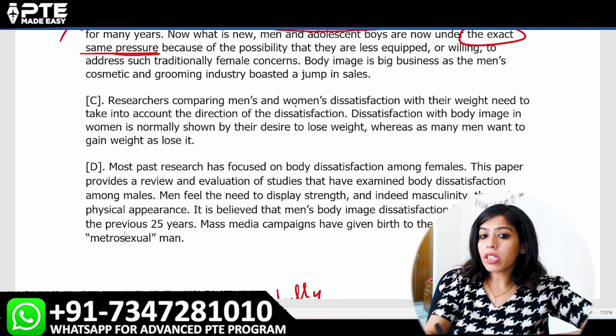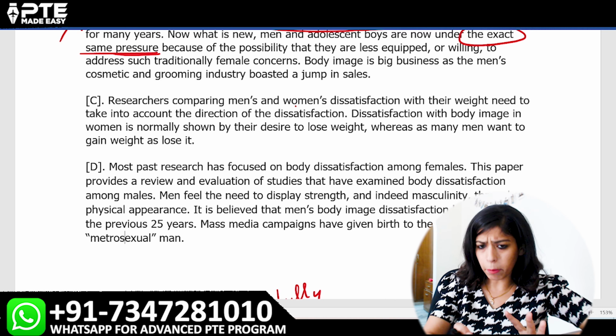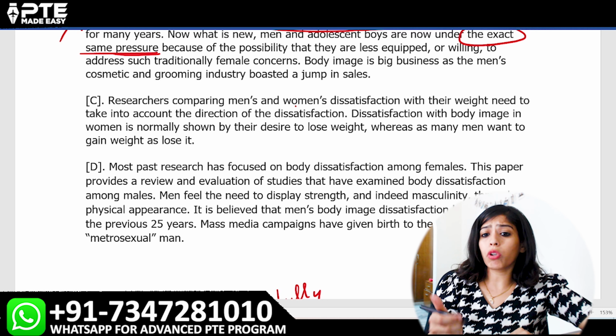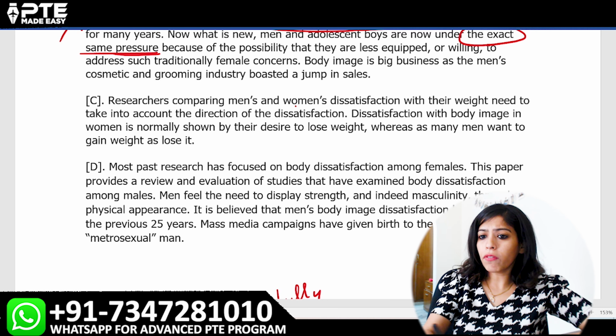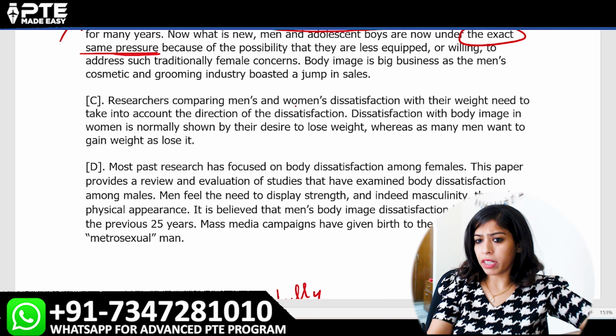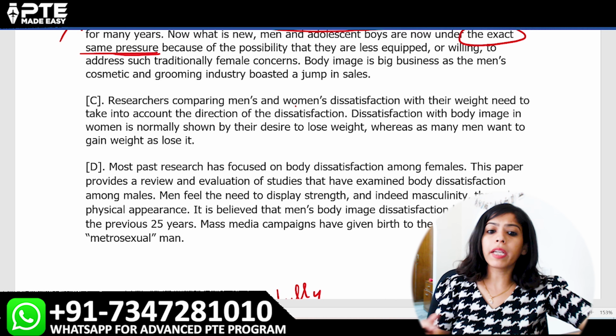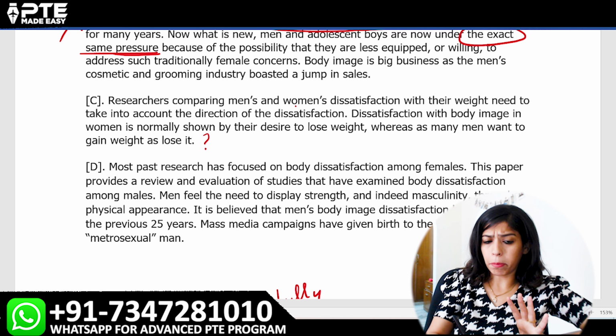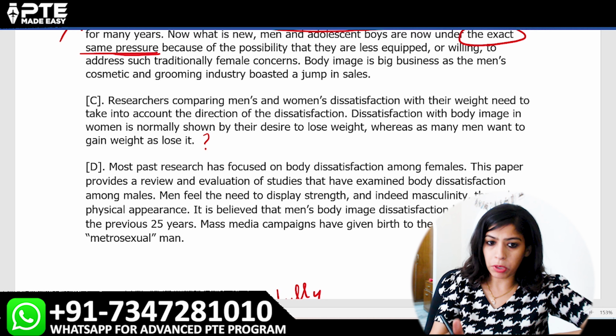Researchers comparing men's and women's dissatisfaction with their weight need to take into account the direction of dissatisfaction. Yes, they somehow talked about it, but they did not compare a lot and they focus more on the male side. Dissatisfaction with body image in women is normally shown by their desire to lose weight, whereas as many men want to gain weight as lose it. Okay, can be, so we'll put a question mark. But let's go through the fourth option.